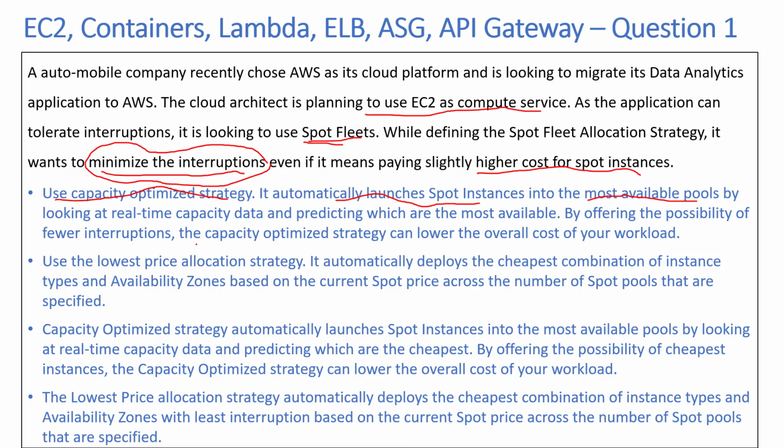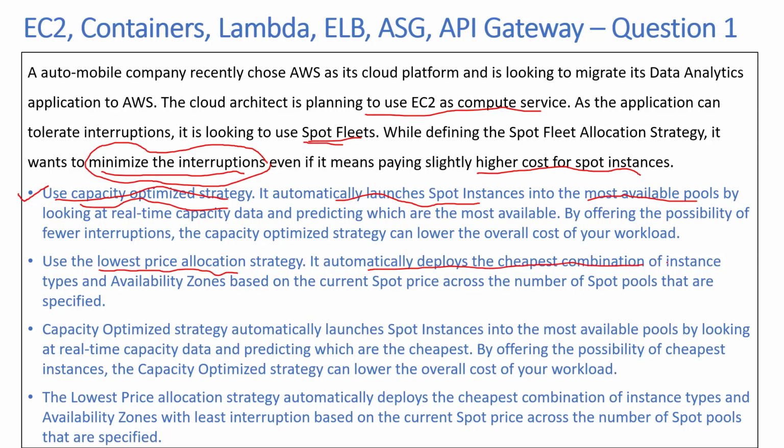So if you want the lowest cost, then you look at the lowest price allocation strategy. If you want to minimize interruption at the same time pay slightly higher cost than the lowest price allocation strategy, you use capacity optimized. So this looks pretty much the correct answer to me, but let's look at the other options. So the second one is use the lowest price allocation strategy.